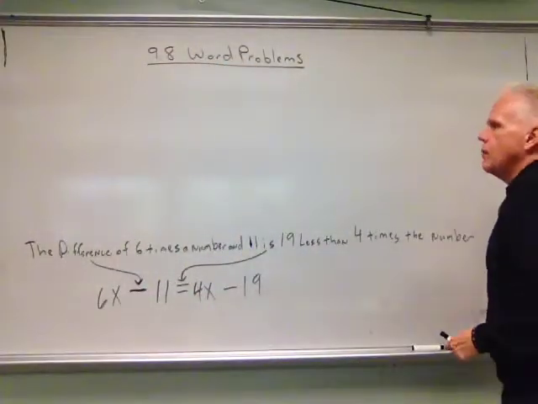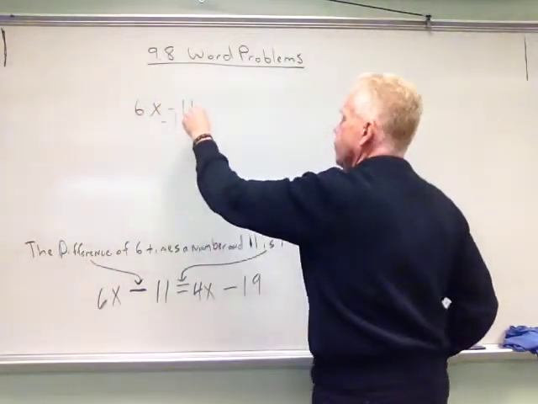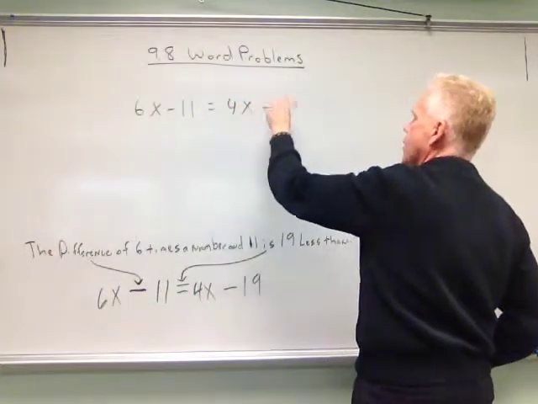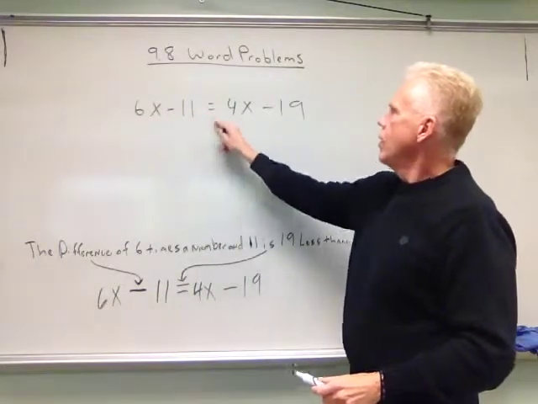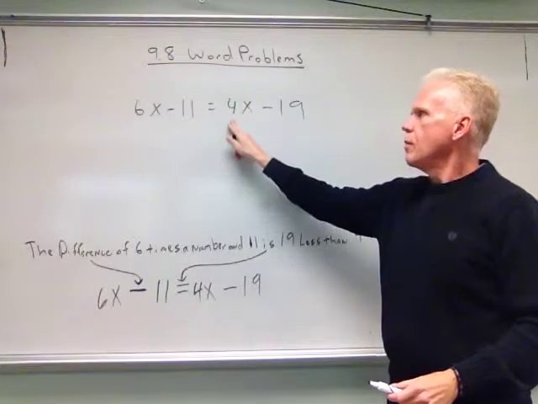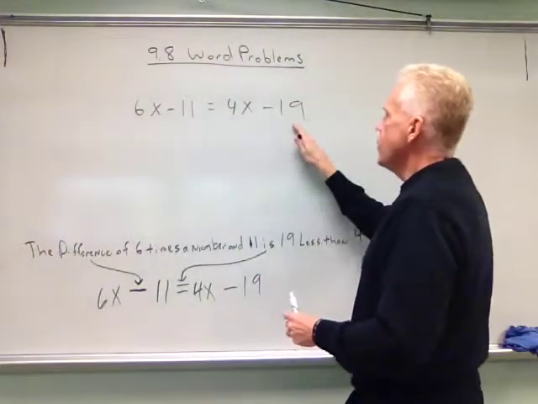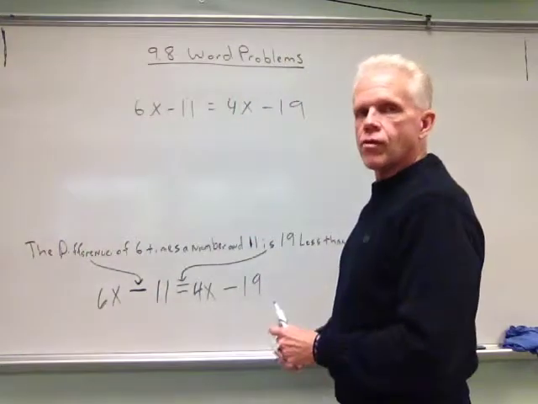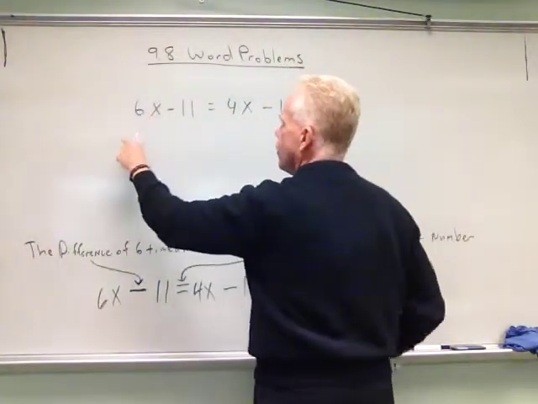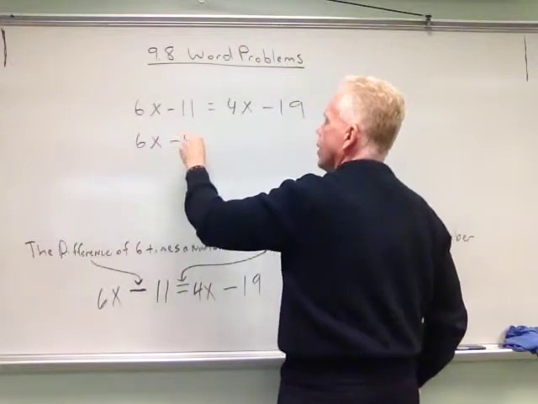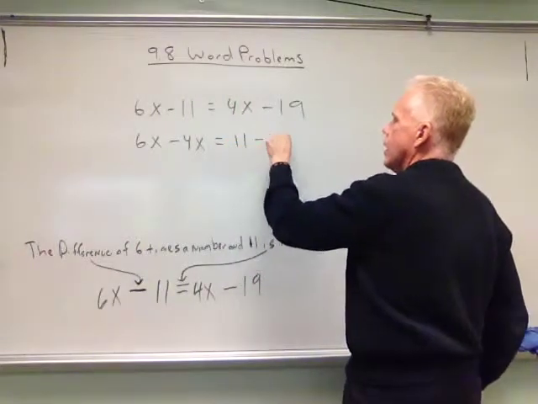On solving equations here, we'll go 6x minus 11 equals 4x minus 19. So again, the difference of 6 times a number and 11 is 19 less than 4 times the number. To solve that, if we could simplify on either side, we would. Cannot simplify over here or over here. There's no like terms, and there's nothing to distribute. So we want to go second to transpose. We'll get our like terms together. I'll move the 4x across over here with the 6x, so I'll get 6x minus 4x. And I'll move the negative 11 across over here and make it a positive 11 and a negative 19.